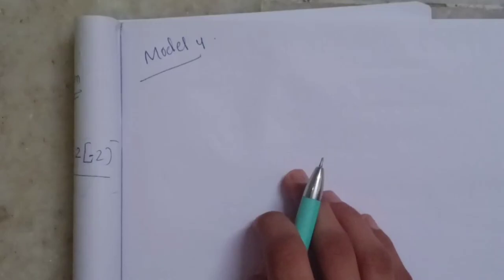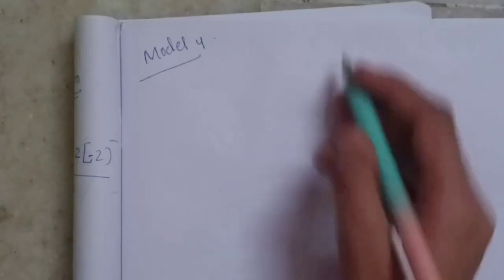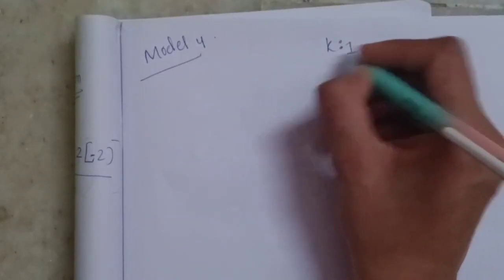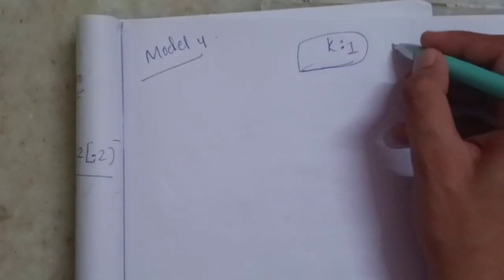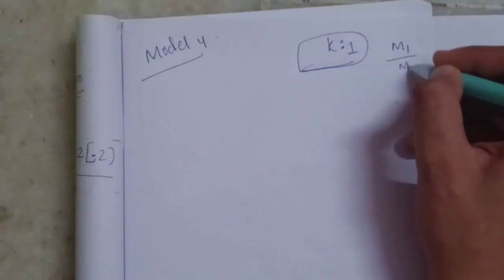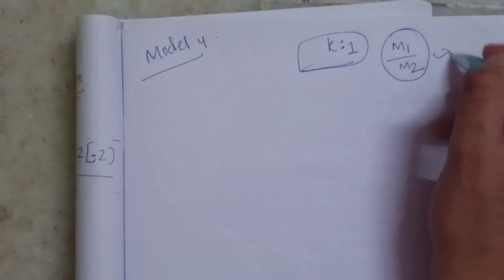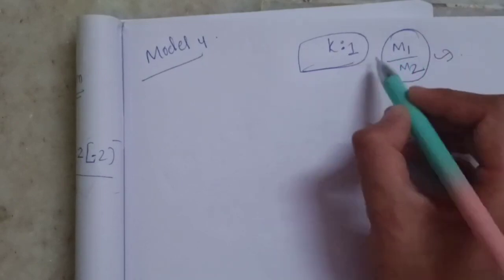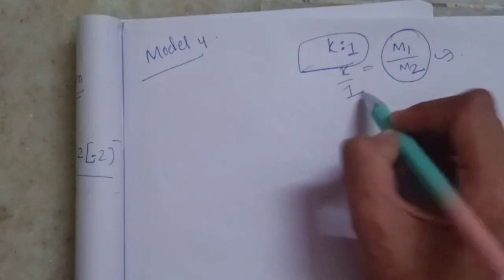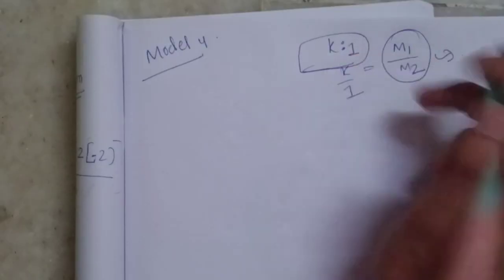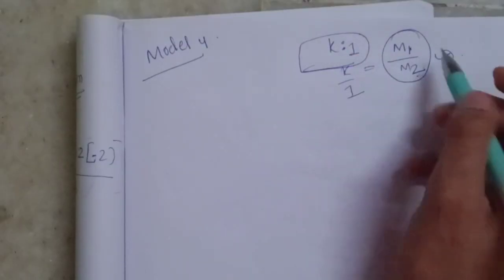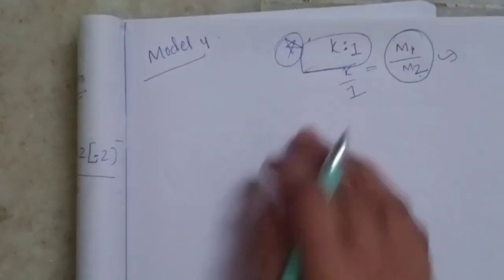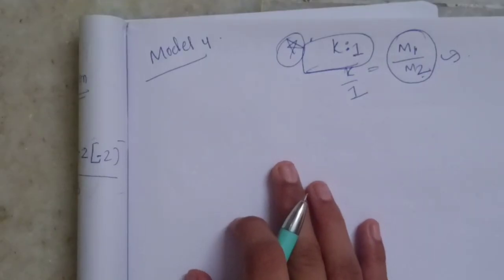Okay, now let us see another model, which is the famous k is to 1 ratio. We won't assume an m1 is to m2 ratio, because we need to find two unknowns and it becomes difficult, so we'll assume it as a k is to 1 ratio. The k indeed means m1 is to m2. Okay, so this is a famous model. Now let us see an example of it.